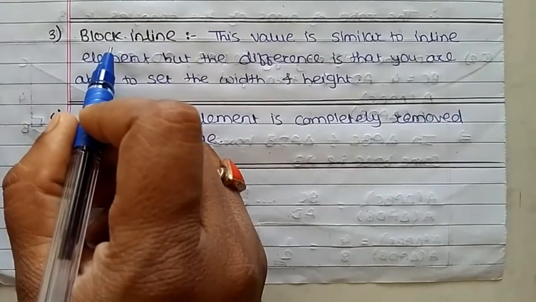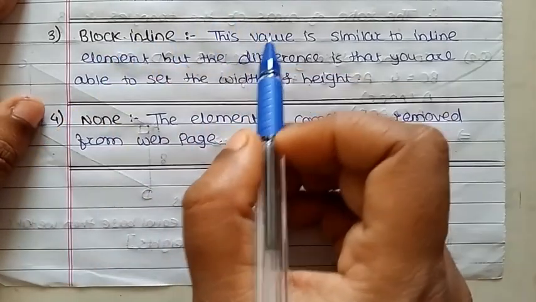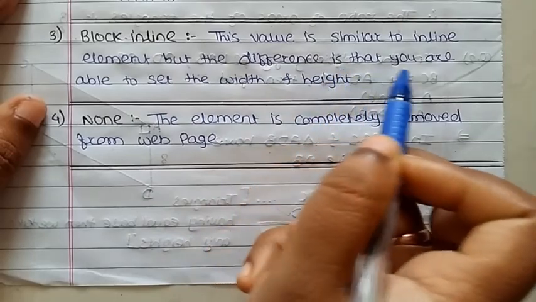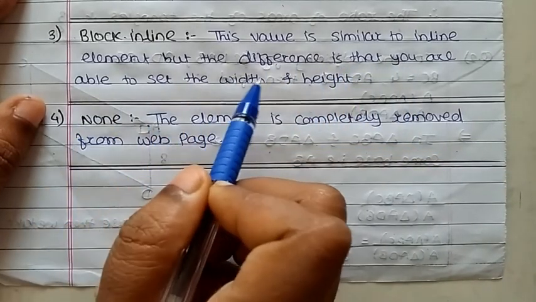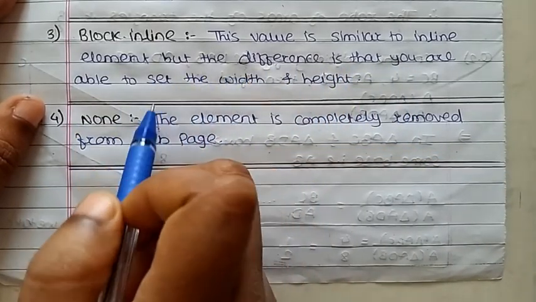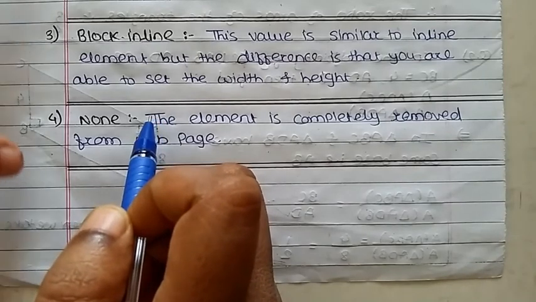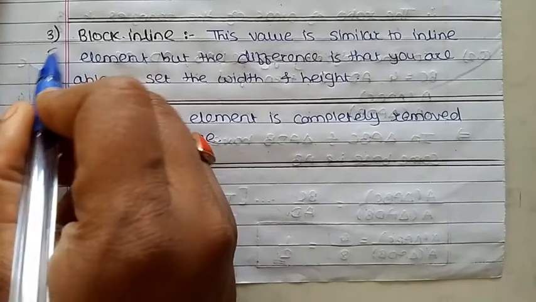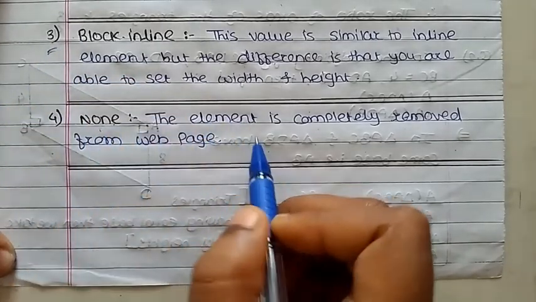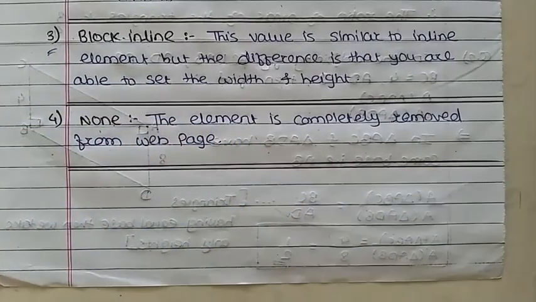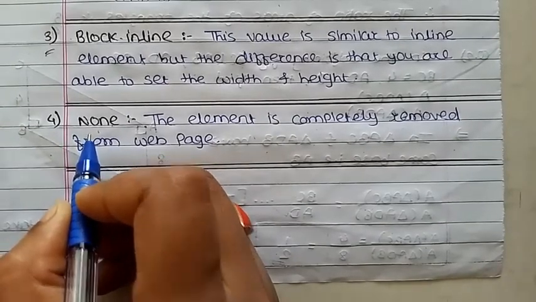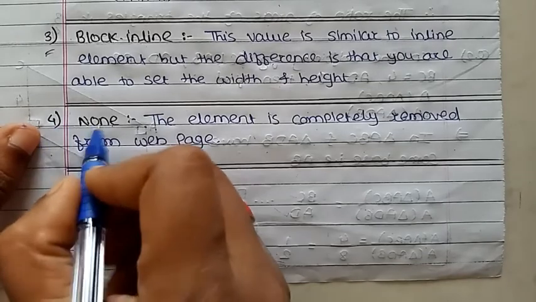Okay, the next value of display is inline-block. This value is similar to an inline element, but the difference is that you are able to set the width and height. So this is inline-block. And then none means what? The element is completely removed from the web page. If you want to remove any element from your web page, then we use none.